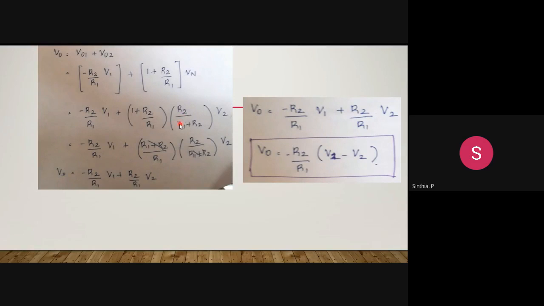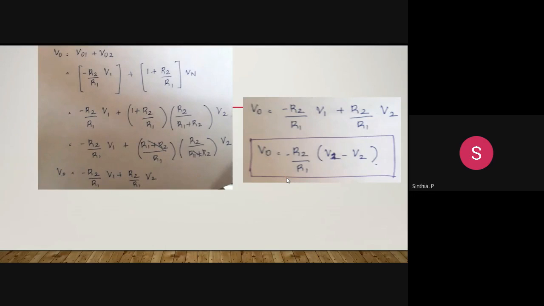If you take the LCM, this becomes R1 plus R2 by R1. So this R1 plus R2 and this R1 plus R2 will get cancelled. So finally we have minus R2 by R1 into V1 plus R2 by R1 into V2. Taking minus R2 by R1 common outside, you get V0 equals minus R2 by R1 into V1 minus V2. So this minus R2 by R1 is nothing but the gain of the amplifier, and this is the difference signal V1 minus V2. So this is the output of the differential amplifier, right?